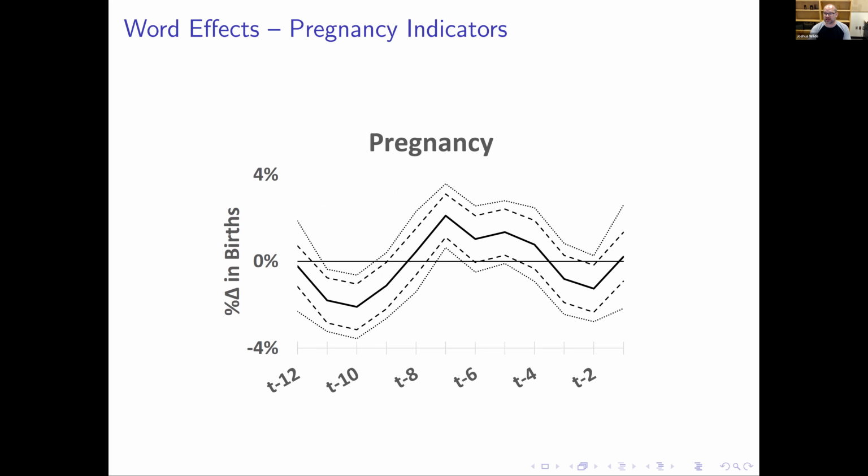Same with the word for pregnancy. All 40 words are in the paper, but I'm just pulling out some selected ones. So Google searches that include the word pregnancy also follow a similar pattern. Here, I think the strongest association is about 7 months before birth. So women are finding out in the first trimester that they're pregnant, and they go online and search pregnancy, and then those increased searches are associated with increased births later on.